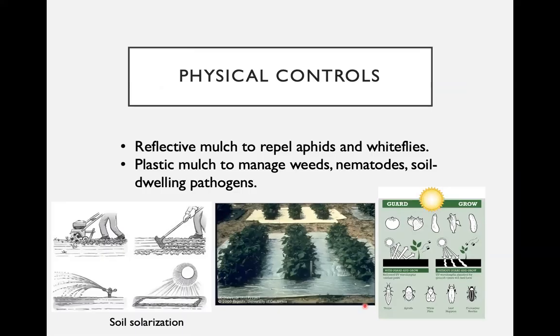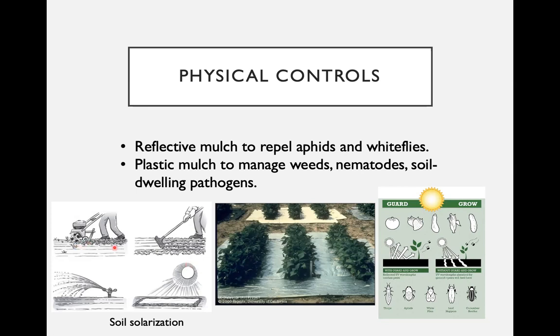Physical controls, a slight difference here, is that we're now trying to change the environment, the abiotic conditions, to then kill or suppress or deter the pest. Some examples here include soil solarization. This is very common to kill or suppress numbers of insect larvae or nematodes. Sometimes it's used for some pathogenic bacteria and soil dwelling fungi, things like that.